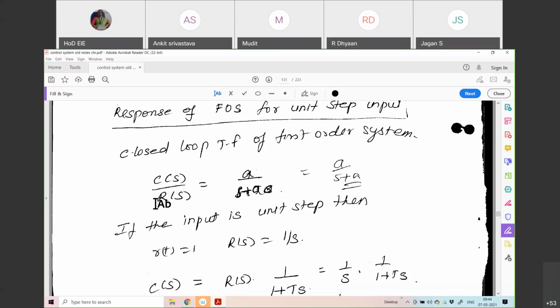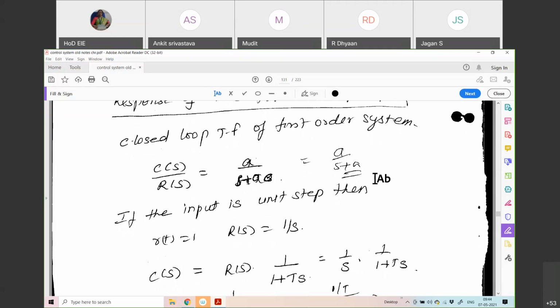So I have given you a first order system whose transfer function is A by S plus A. To this system, I am going to give a unit step input, that means R of t as 1. If R of t is 1, definitely R of S would be 1 by S, isn't it? When I give a step input to the system, it has to have R of S as 1 by S.